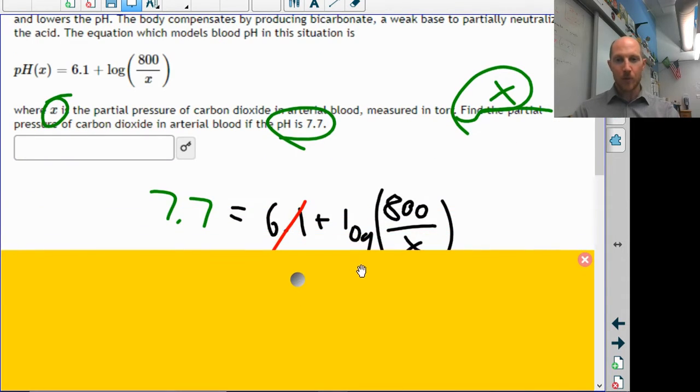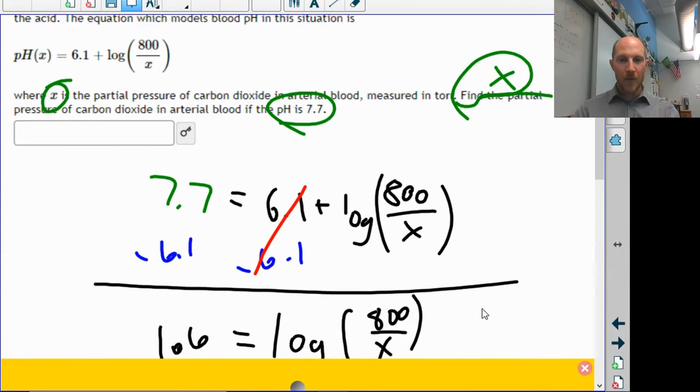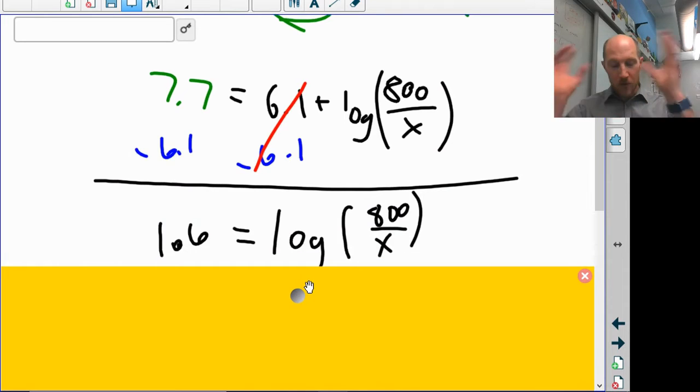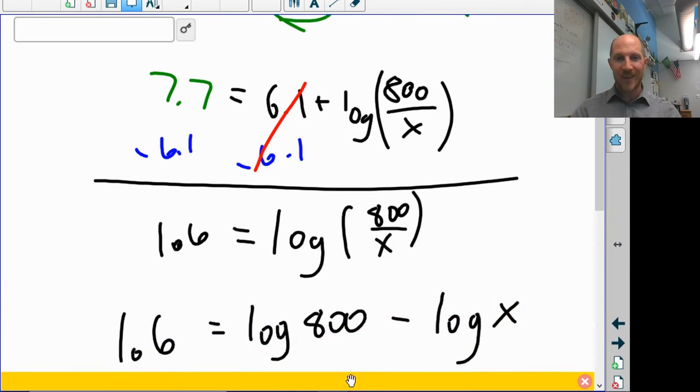All right, we'll drop 7.7 in as the pH. Isolate the log. So we've got an algebra step. Get rid of that 6.1. And then I have the log isolated. I need to get rid of the log, so I'm going to use the inverse property. The base of that log is 10. So I'm going to raise everything as a power of 10.